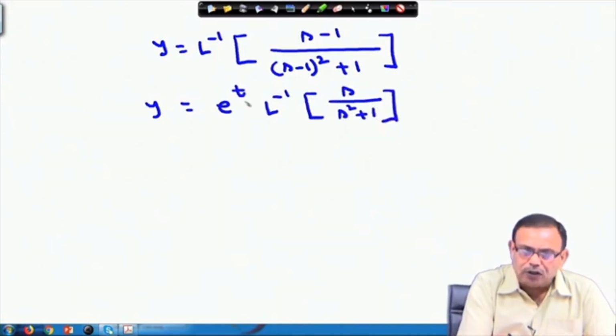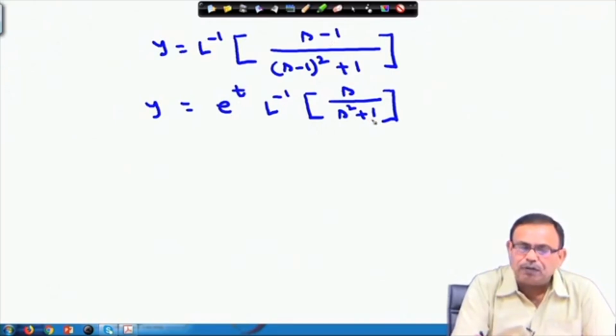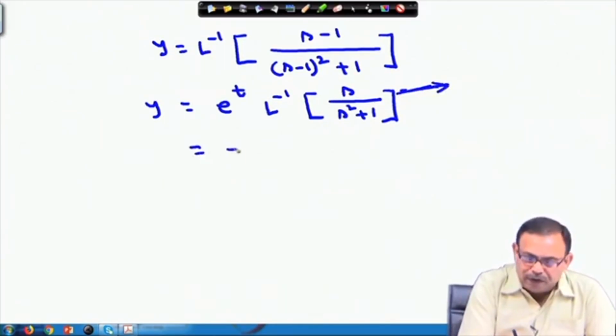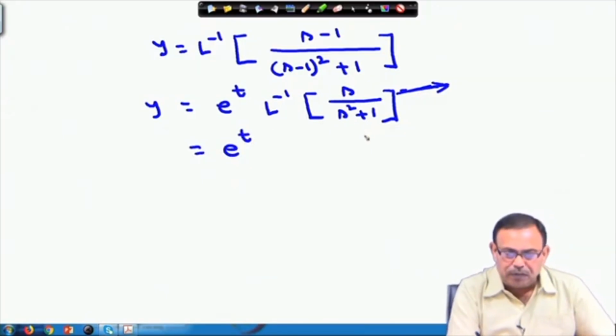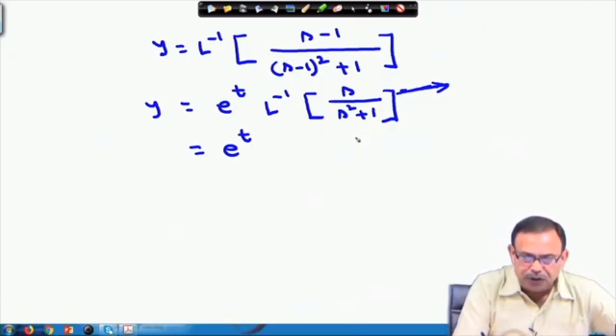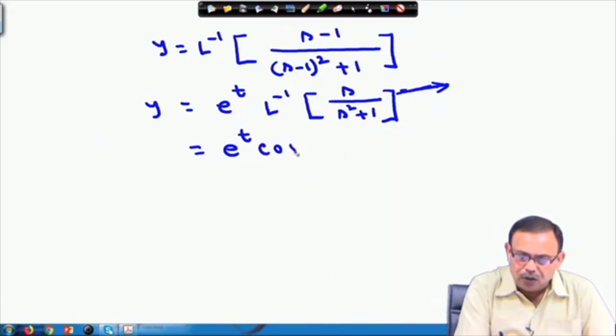E power t, this operator is coming over here because s minus a is here. So, a value if I put e power t into Laplace inverse of s by s square plus 1. Here I am using the property of inverse Laplace transform in this case. Please note this thing. I am using this one and you know the value of this Laplace inverse of s by s square plus 1, which is nothing but the cos t.